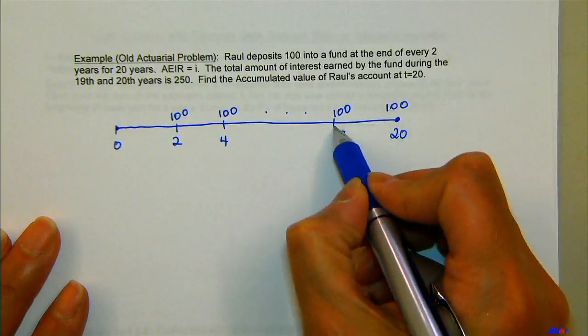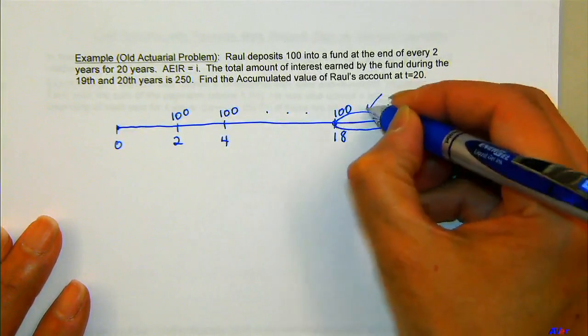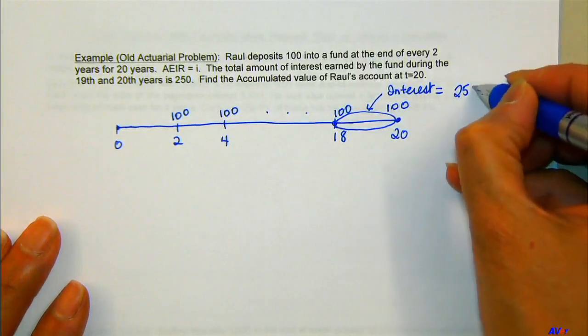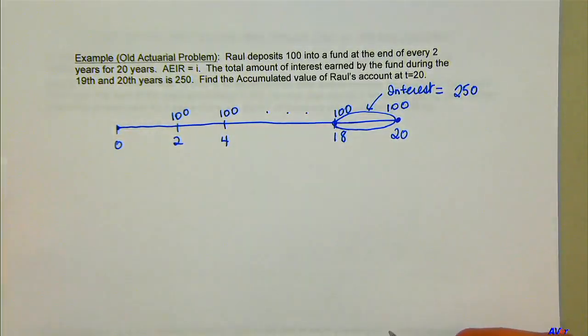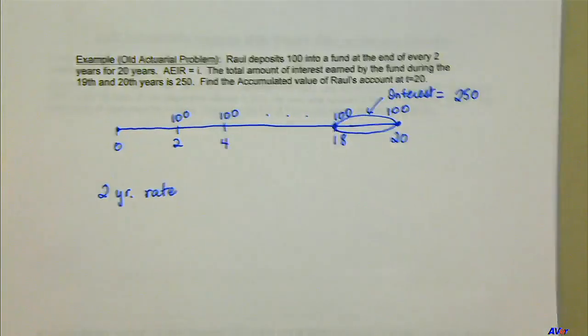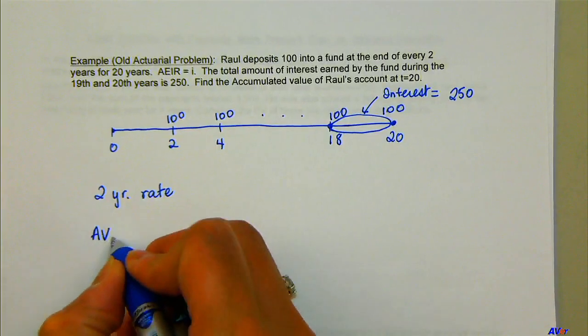Okay, so here, 19th and 20th years is the time from 18 to 20. So here the interest is equal to $250. Find the accumulated value of Raul's account at t equals 20. Okay, so what's the easiest way to do this problem? I think the easiest way is to find the 2-year rate, because payments are happening every 2 years. Find the accumulated value at 18 and then clean it up. So let's do accumulated value at 18.